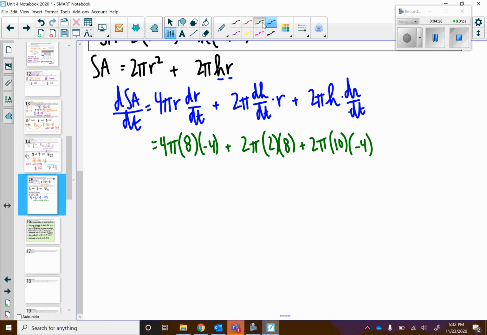Obviously, I'm going to leave the pi as is. I'm not going to multiply it out. And if you want to pause your video to see if you get the answer correct, do so now. Otherwise, the answer I got was -176 pi feet squared, because it's surface area, per minute.